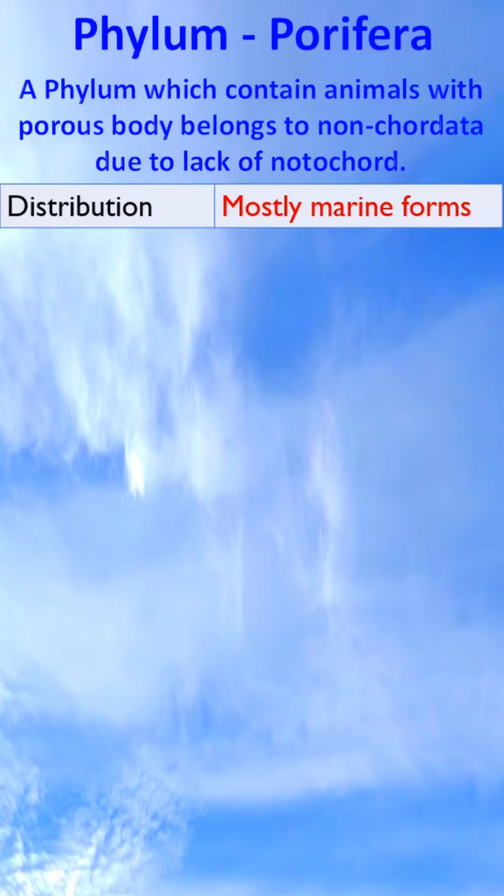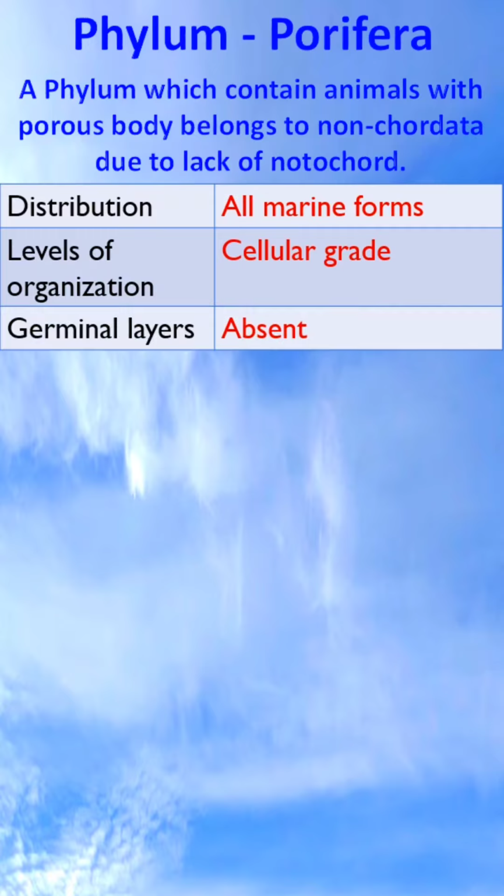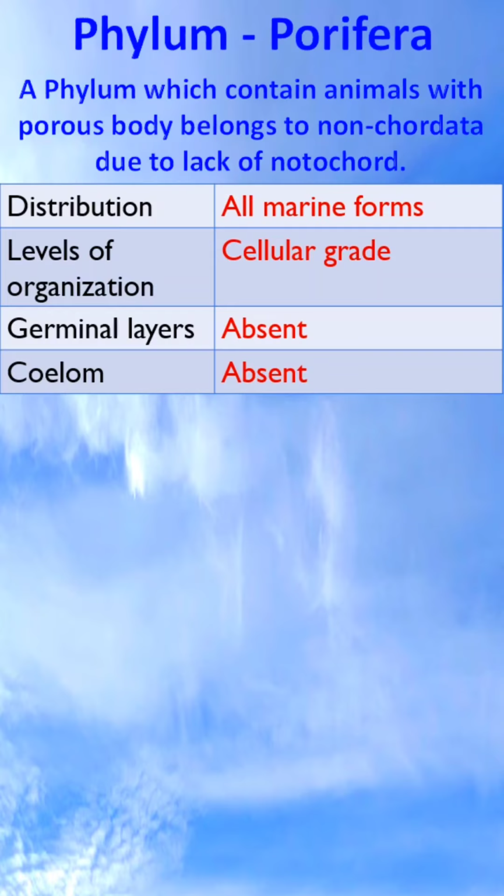Okay, distribution. So they all are marine forms. However, some freshwater and brackish water forms are also there. Levels of organization: cellular grade. The body has not yet formed tissues, organs, and systems. So the body is simply a cellular grade. Germinal layers are absent because the tissues are not yet formed. Coelom is absent because tissues are not yet formed.